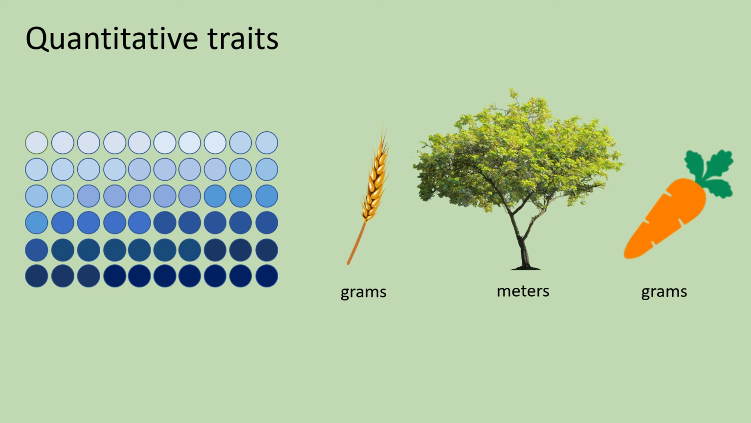However, quantitative traits, as their name shows, are quantifiable. They can be measured in units, such as the number of seeds for the yield, meters for height, or grams for the weight. Because of this, quantitative traits can be easily described by their mean and variance in the population.